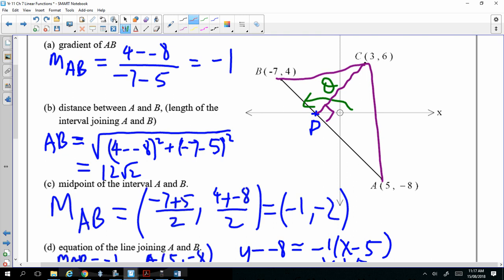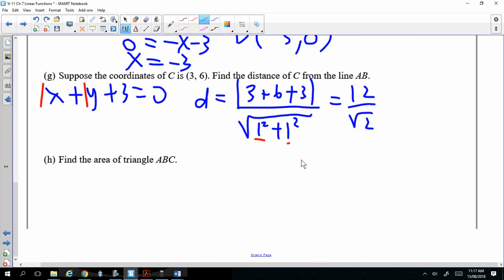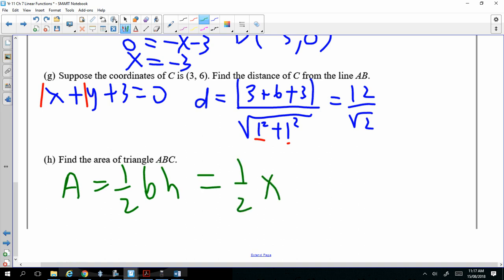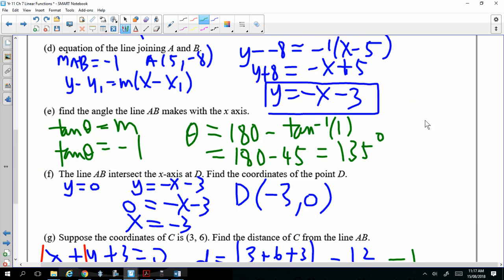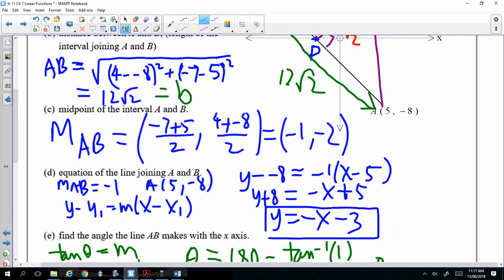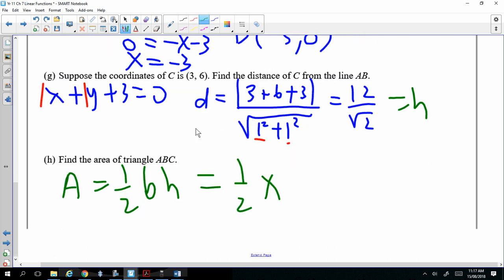So what's the formula for the area of a triangle? Half B H. So this one is like your H, and this one is like the B, the distance we found earlier. You'll see why in a minute. The base is 12 root 2, the perpendicular distance 12 over root 2. See what happened? They get cancelled. Should you rationalize? You can, but I don't think it's necessary. What do you get? 6 times 12, 72 square units. Done.